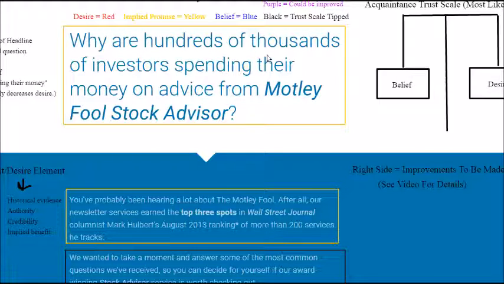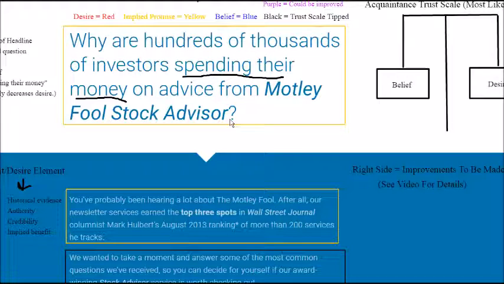Okay, so here's the color code. I explained that earlier. I did not underline this with a black trust scale tipped marker, but this should be changed, because I see what they're trying to do. Why are hundreds of thousands of investors spending their money on advice from Motley Fool Stock Advisor?